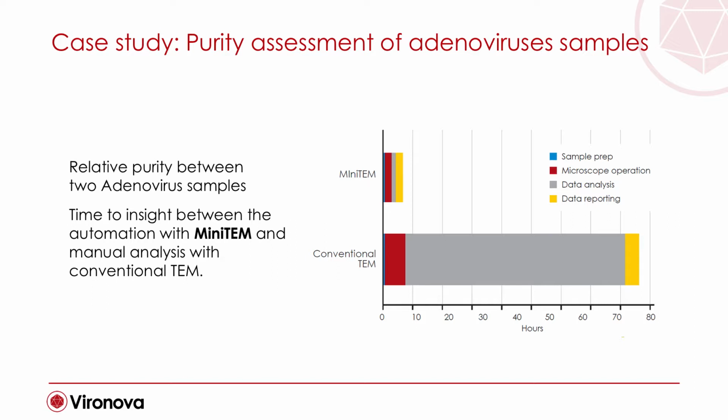So of course, we didn't ask someone to do this during 70 hours. We just asked a person to do some detection on two images during a couple of hours, and then we extrapolated to see how long it would have taken to get the same amount of data as the one that was acquired using the MiniTEM.